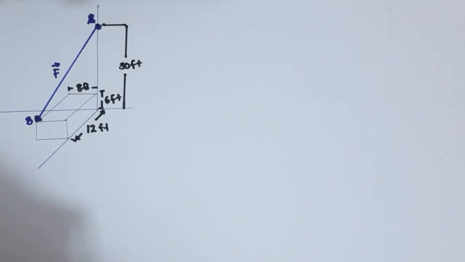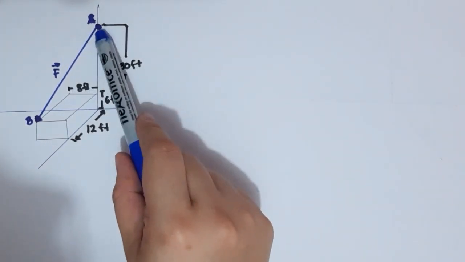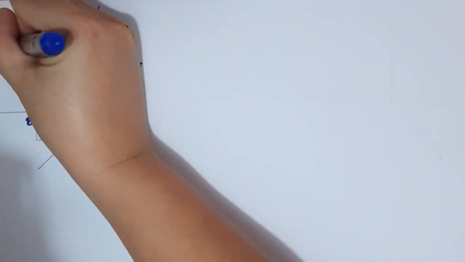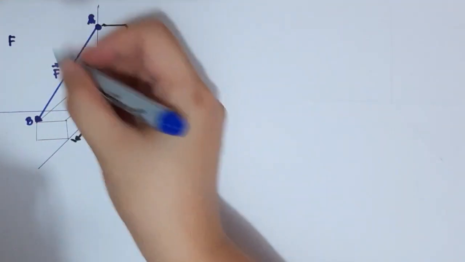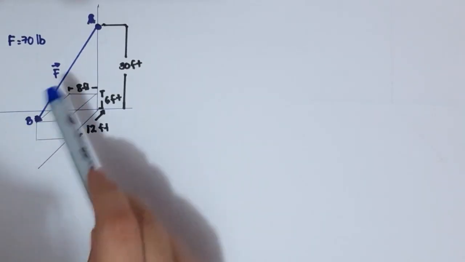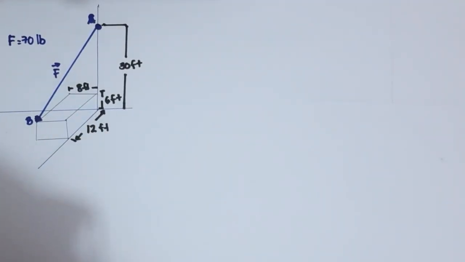This is an example of a vector that is not starting from the origin. So this is the position of point A and this is point B. Based on the problem, the magnitude of our force vector is 70 pounds. We have to express this force in Cartesian vectors. We are also going to determine the direction angles of this force vector. Let's determine first the points.